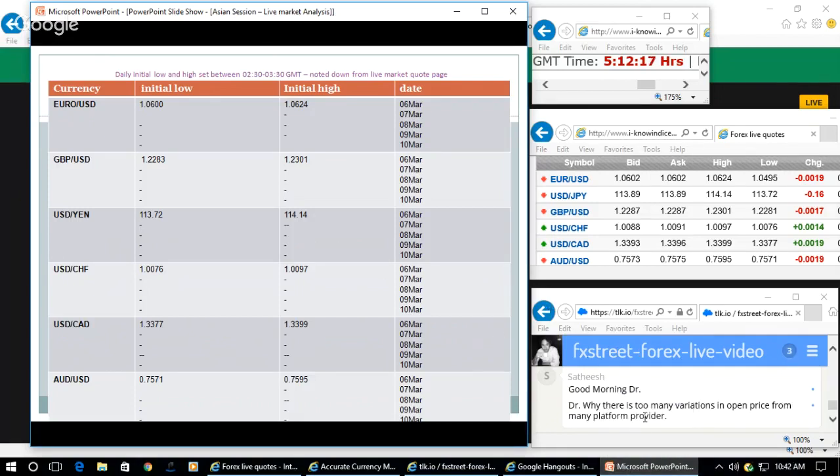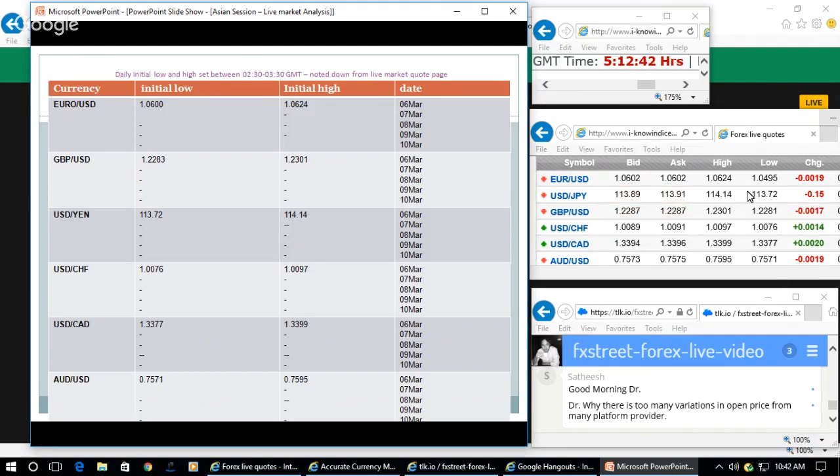Satish, why are there so many variations in the open price from many platform providers? See, this is up to them, so we don't have any control over them. And what the platform providers do is they switch on the server for trading at different times of the day.